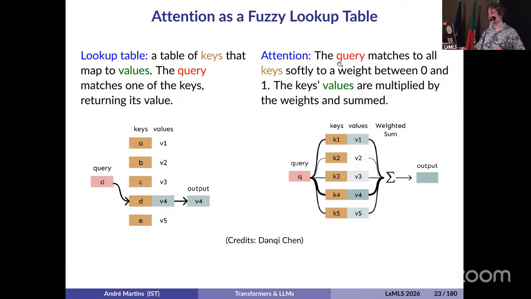The query is going to match to all keys, but it's going to assign some probability to each of the keys. There are going to be certain keys that are more similar to the query than others. As a result, we are going to have some number between 0 and 1, which is the attention probability associated with those keys. And then the values are going to be multiplied by those corresponding weights and summed. If the attention is very peaked towards a particular key, so if there is almost zero weight to a lot of keys except, let's say, K4, then this becomes equivalent to a lookup table. But you can think of it as a soft version of a lookup table.